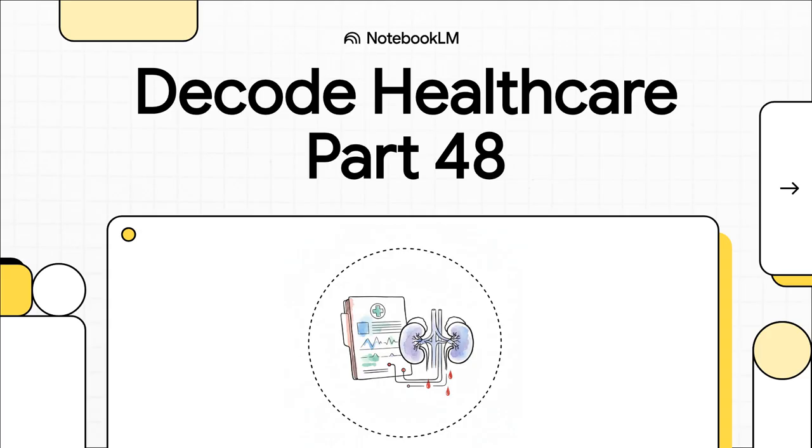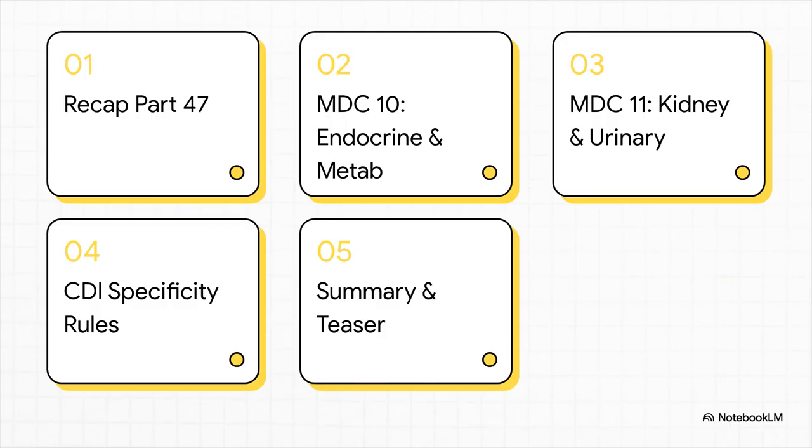All right, today we're bringing you a masterclass explainer on two absolutely crucial major diagnostic categories, MDC 10 and MDC 11. Let's get right to it. Here's our agenda for today. We'll do a quick recap of Part 47, and then we are going to master MDC 10, which covers endocrine and metabolic systems. After that, we'll tackle MDC 11 on the kidney and urinary tract, hit those CDI specificity rules, and wrap up with a quick summary and a teaser for next time.